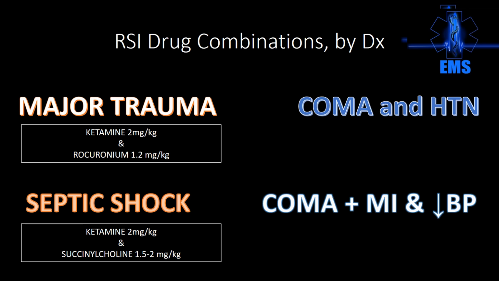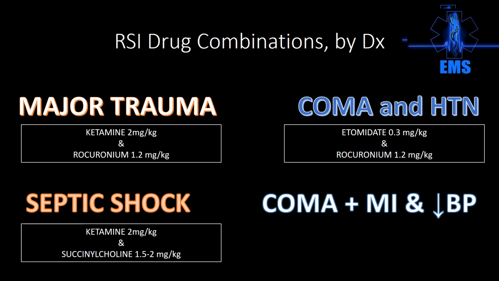Coma and hypertension. This is the indication for etomidate. So we've got patients who very well may have an increase in intracranial pressure. This may be isolated head trauma. This may be more likely stroke, hemorrhagic stroke. And we don't want to raise the blood pressure in stroke, right? But we also don't want to raise the ICP. So this is a trade-off.